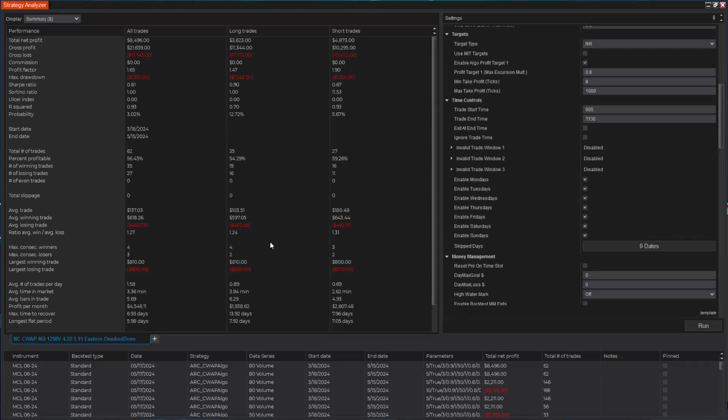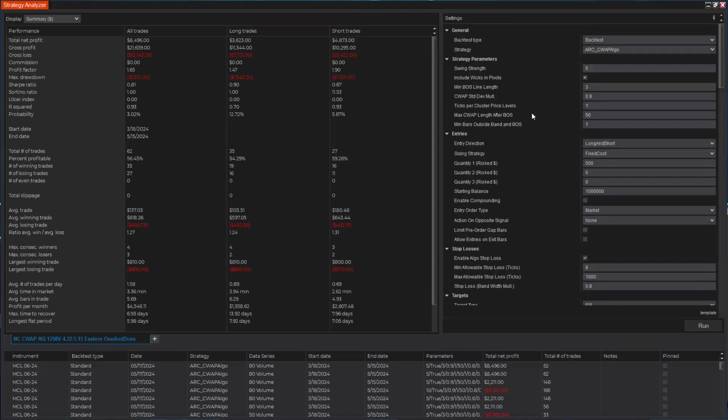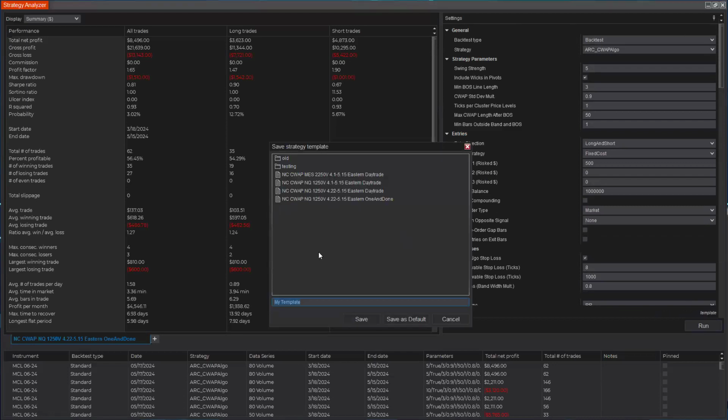I will say this is one of the easier systems to optimize. It's really easy to get great settings with this system. That's why it's one of our top systems. It always does well. All right, so we're going to save this, we'll call it MCL starting point.